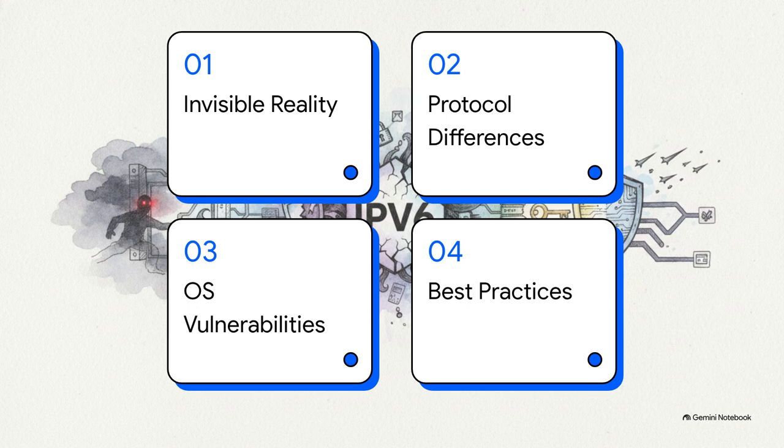To keep things moving, we'll hit 4 main areas today. 1. The invisible reality of IPv6. 2. The core protocol differences. 3. Addressing and OS vulnerabilities. And 4. Real-world mitigations and best practices. We've got a lot of ground to cover, so let's get into it.